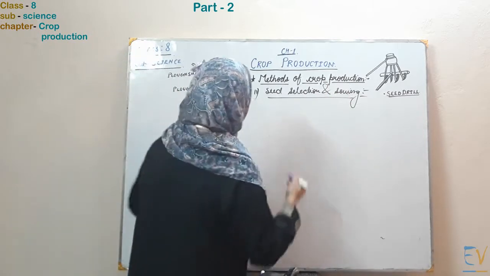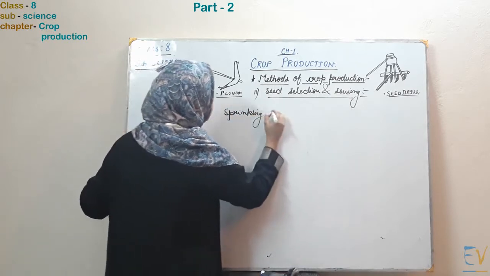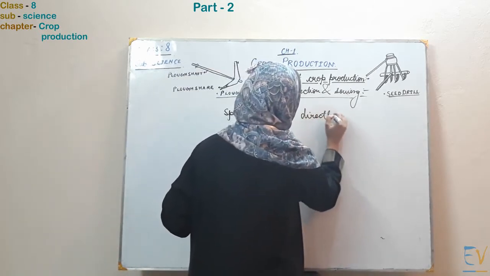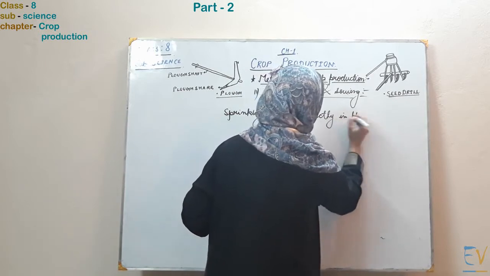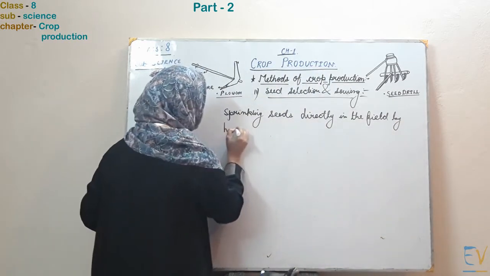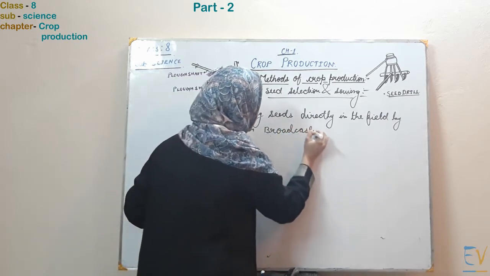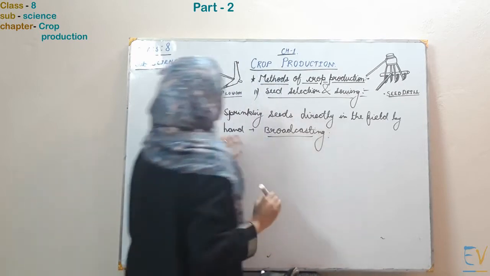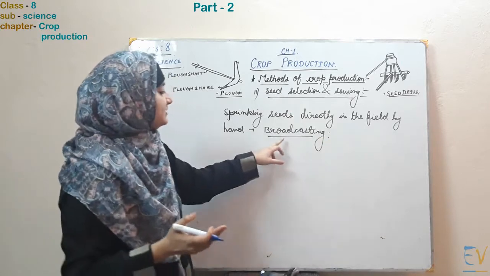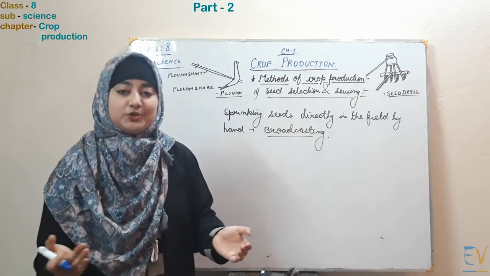Now, sprinkling seeds directly in the field by hand is called broadcasting. So simply sprinkling seeds directly in the field by hand is broadcasting. This process has one disadvantage. It causes uneven distribution of seeds.